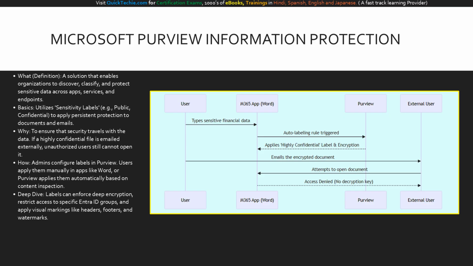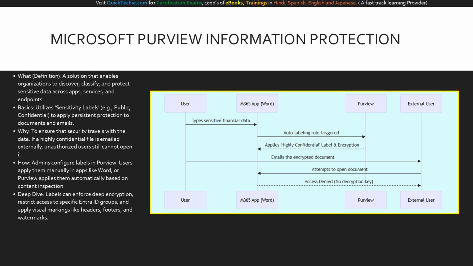Let's trace the life cycle of a protected document using this sequence diagram. The user begins by typing sensitive financial data into a Microsoft Word document. The M365 app communicates with Purview in the background, which instantly recognizes the data and triggers an auto-labeling rule. Purview pushes down the highly confidential label, applying strong encryption.